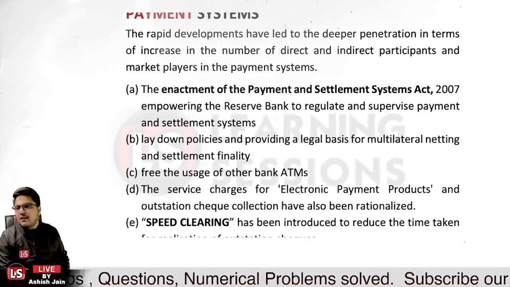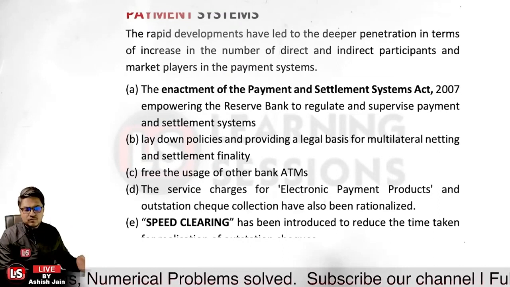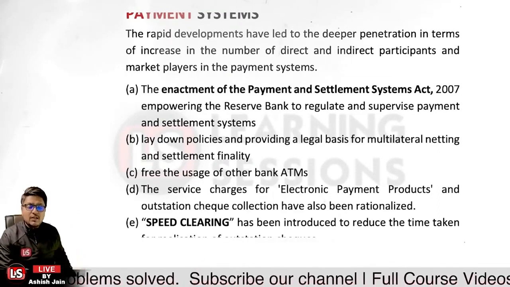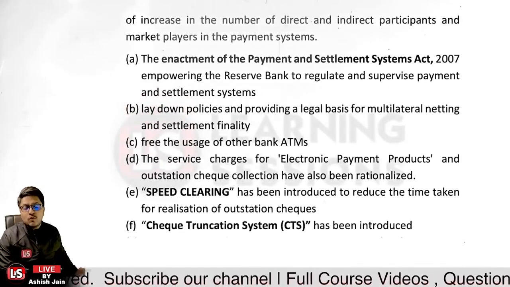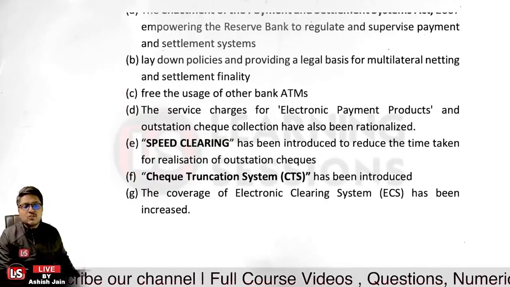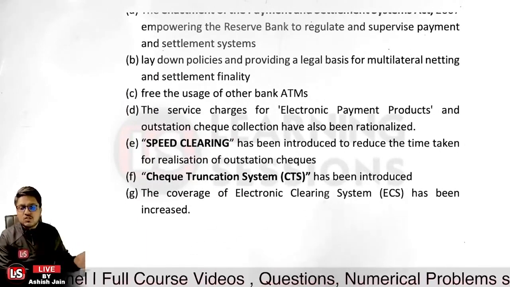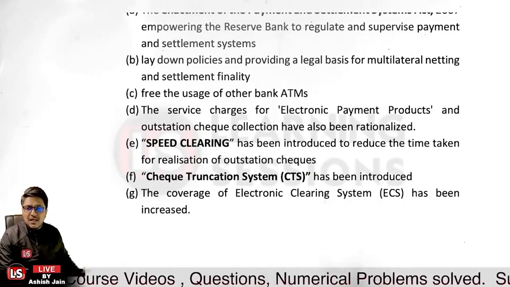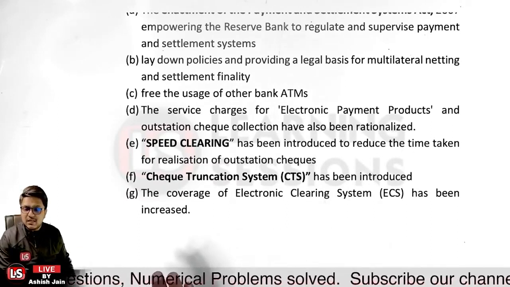There is speed clearing which is available. Whether we talk about the CTS system, which is now there, or outstation checks, they can now be cleared within a day, on a T+0 or T+1 or 2 basis. CTS has been introduced and the coverage of the ECS has been increased. Previously the ECS coverage was not that much, but now it has been increased. That is all related to the reforms in the payments and settlement system. Is that clear to you?